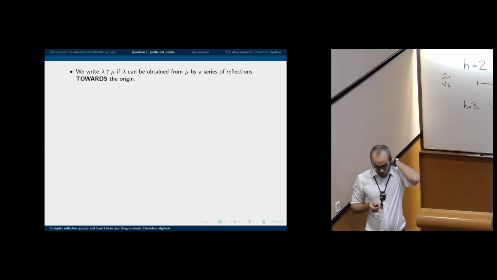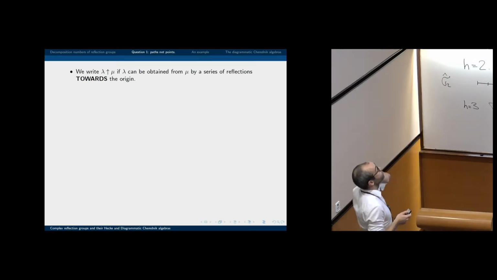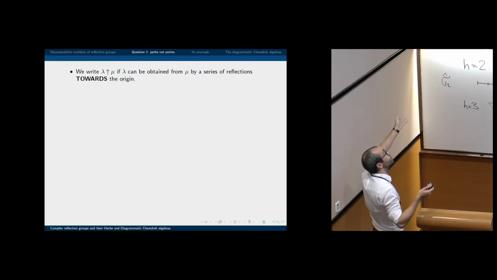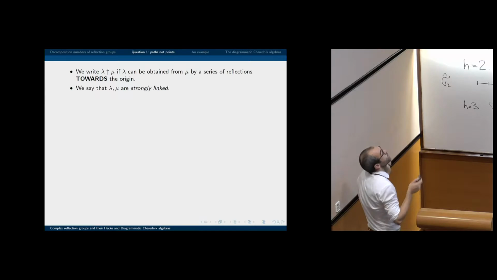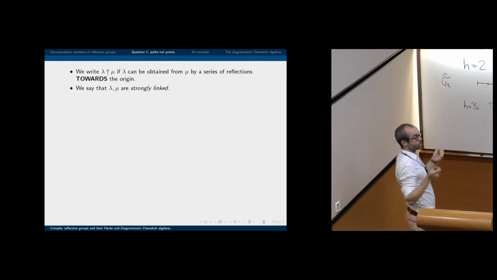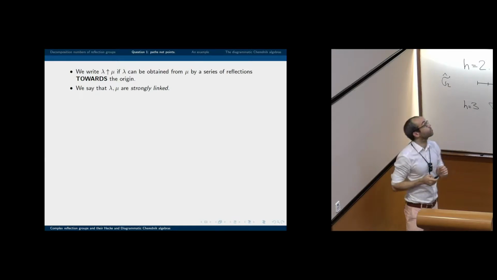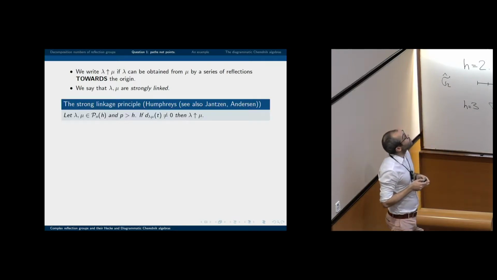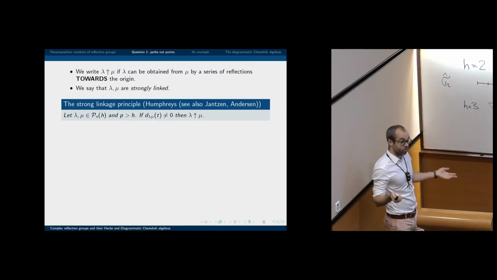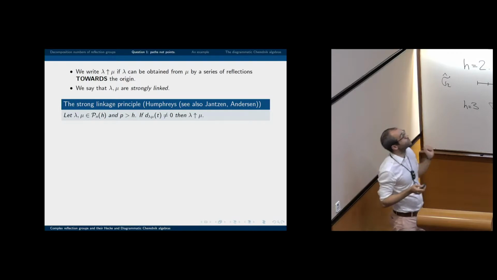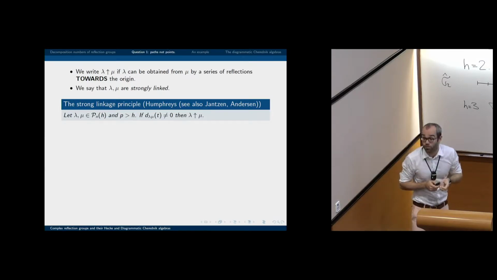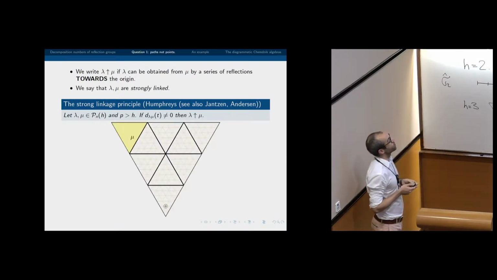So the strong linkage principle in its classical form says we say that two things are strongly linked if you can get from one to the other by just doing successive reflections towards the origin. Okay, and what the strong linkage principle says is if they're strongly linked, so a strong linkage is a necessary condition for decomposition numbers to not be 0. Okay, so let's draw a picture.